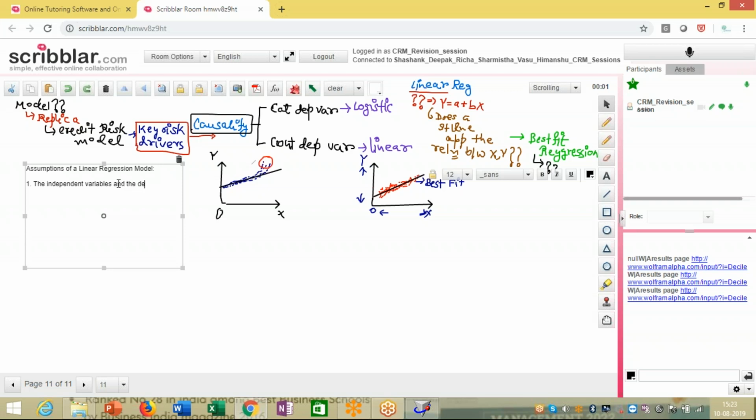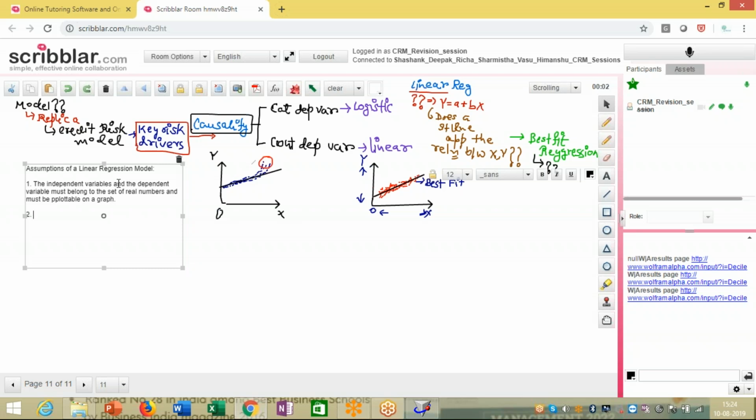Variables and the dependent variables must belong to the set of real numbers, plottable on a graph. So if they are not real numbers, then you cannot develop a model on them. So they have to belong to x belongs to R and y belongs to R.